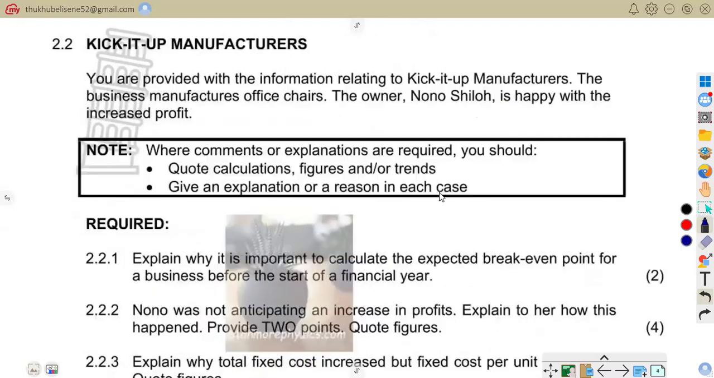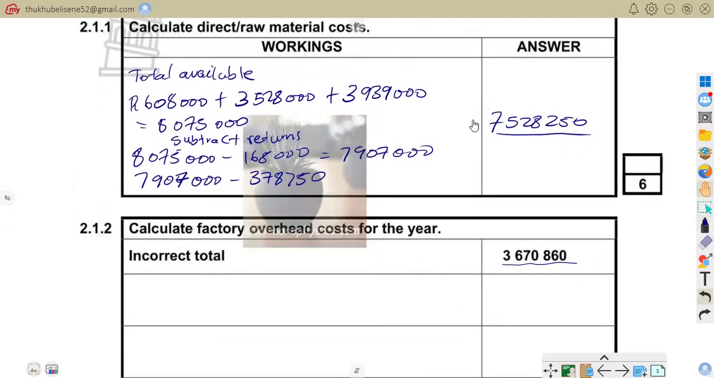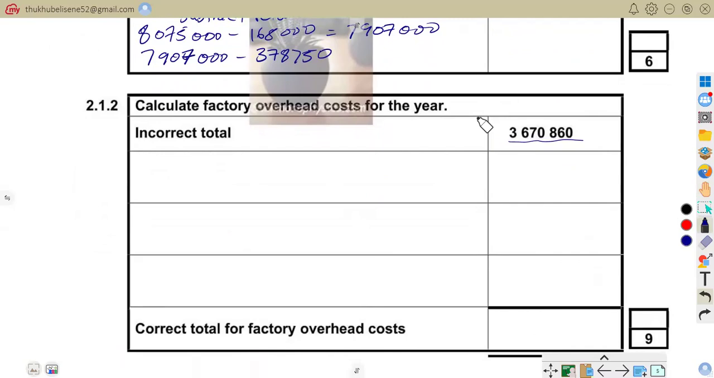So even if we go into our answer book, you can see here is the amount that we're talking about, as we are told that this is an incorrect amount. So now we are going to try on our own to correct that. To do that, we're going to start with factory insurance.